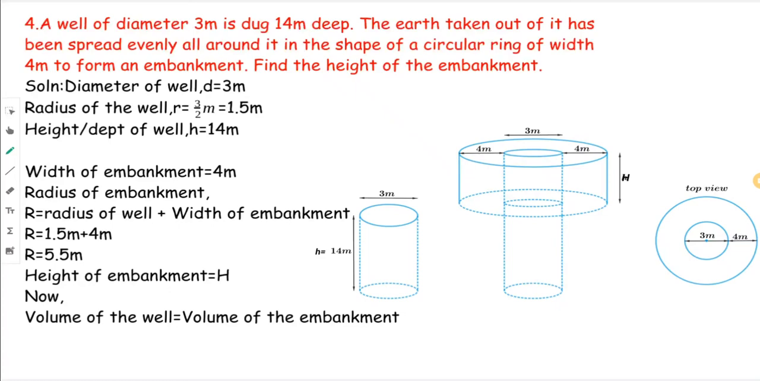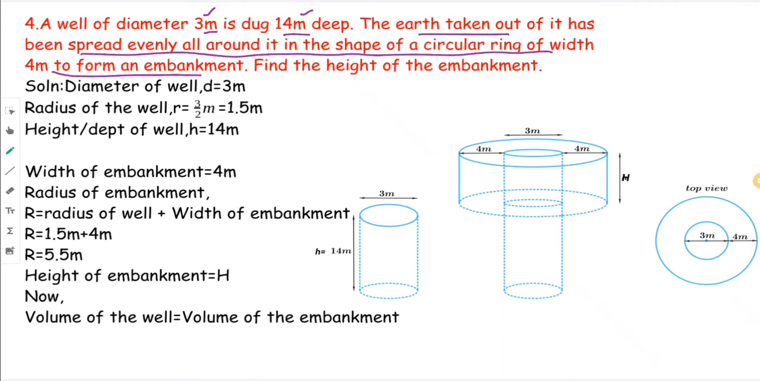Continuing with question number 4. A well of diameter 3 meters is dug 14 meter deep. We know the diameter, we'll get the radius. We know the depth, we'll get the height, right? And they're saying the earth taken out of it has been spread evenly all around it in the shape of a circular ring of width 4 meters to form an embankment.